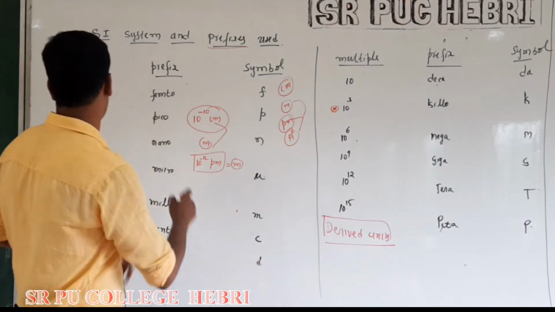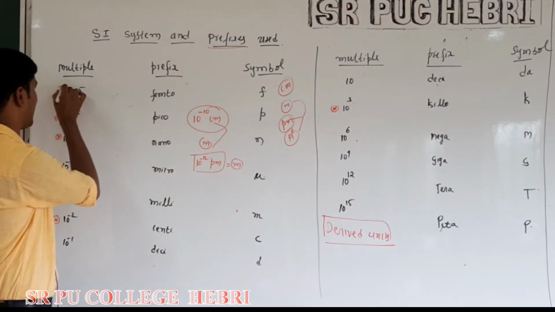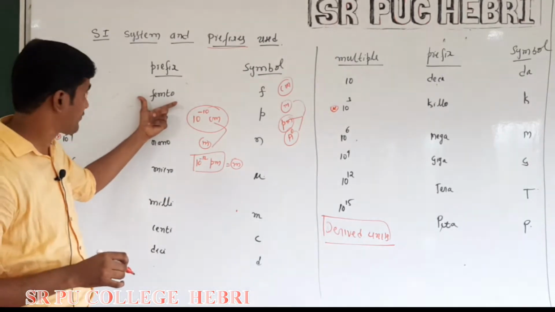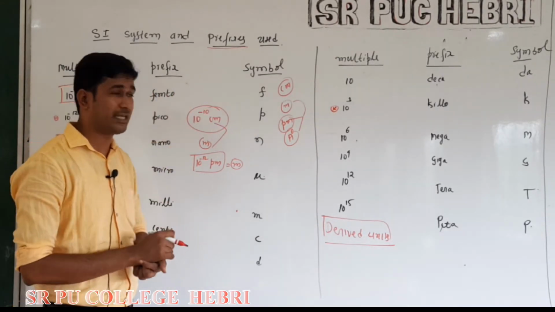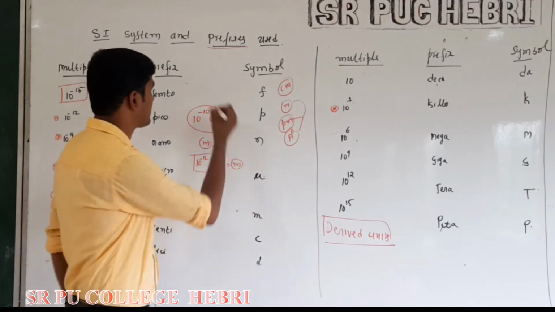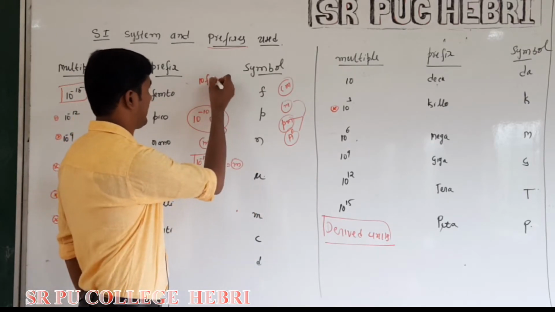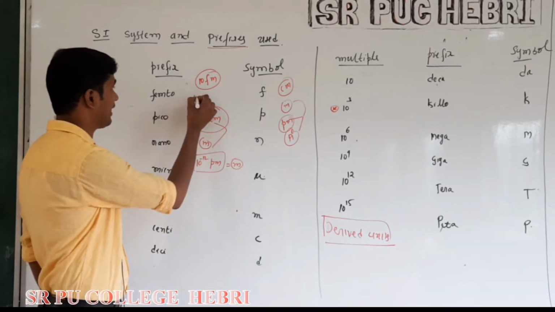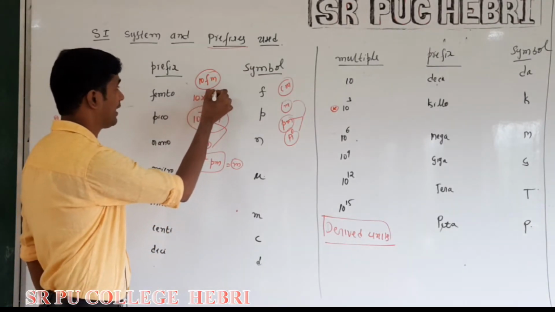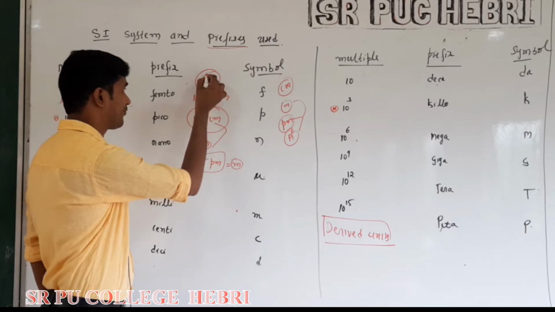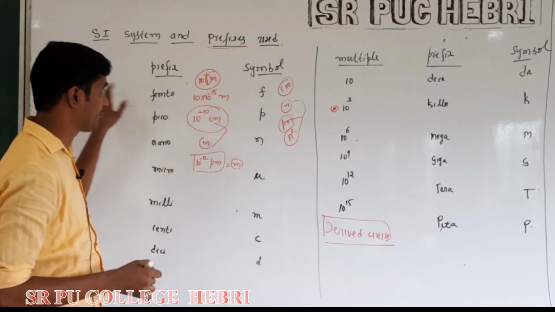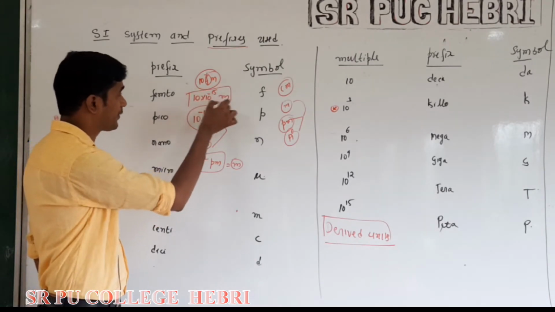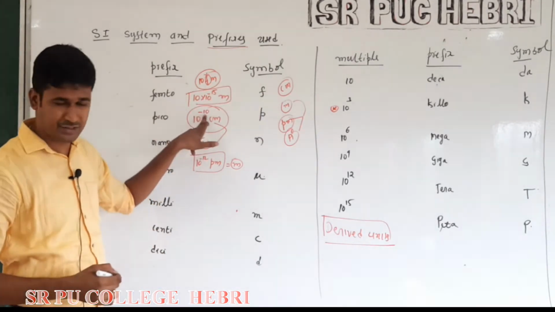The first multiple is 10 to the power of minus 15. The name of the prefix is femto and its symbol is f. For example, 10 fm, 10 femtometer, means 10 into 10 raised to minus 15 meter. Here f means 10 raised to minus 15. This is how you convert femtometer to meter, understood?